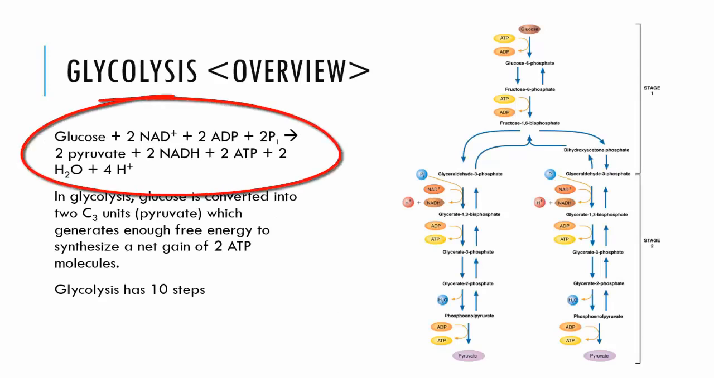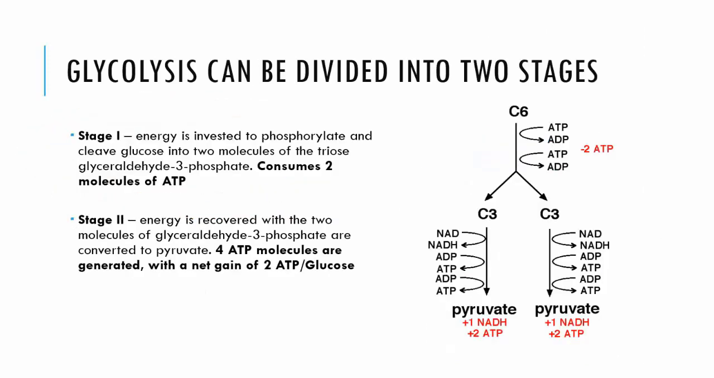In this overall 10-step pathway, we see that glucose is broken down into 2 molecules of pyruvate and also nets 2 molecules of ATP, 2 molecules of water, 4 protons, and 2 NADHs as byproducts of the reaction. Glycolysis can be divided into 2 stages, as indicated in this figure.